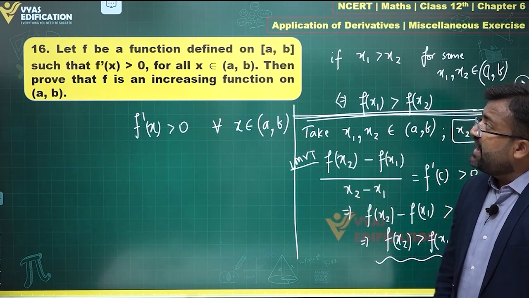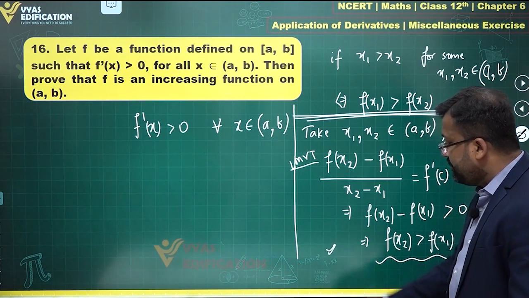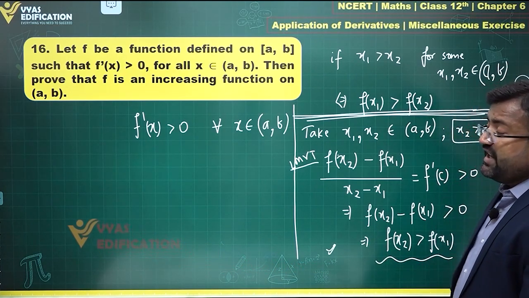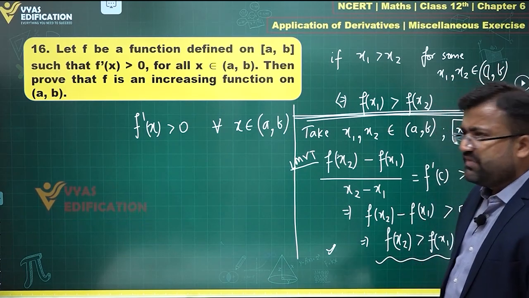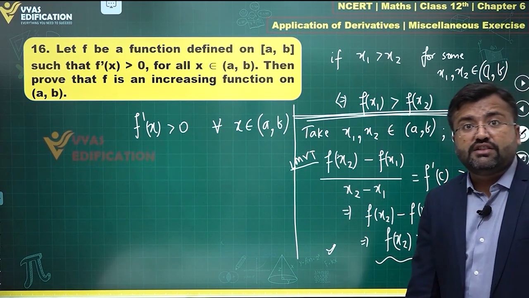Thus we have proved that f is an increasing function. Here we are not using the derivative test; we are doing it directly with the basics of LMVT, right? LMVT is something that we have covered in the previous chapter. So that's all that you have in this question.